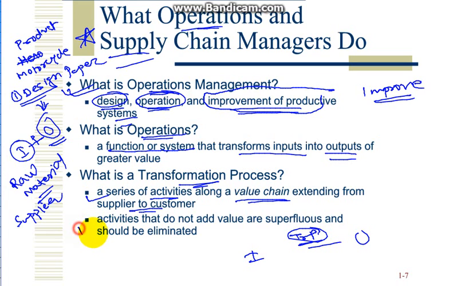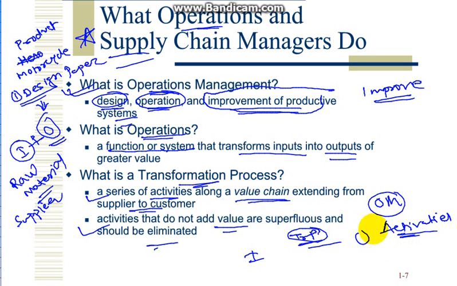And the activities which do not add value are superfluous and eliminated. So the operations manager finds out the activities which are really not important, and those are eliminated. So the job of the operations manager is also to remove the processes which are not important. So this is another kind of job of the operations manager.